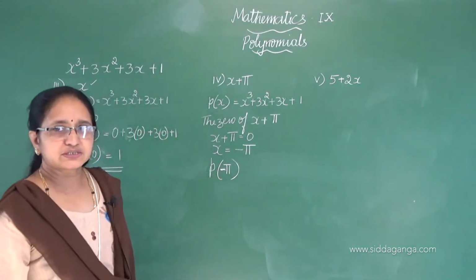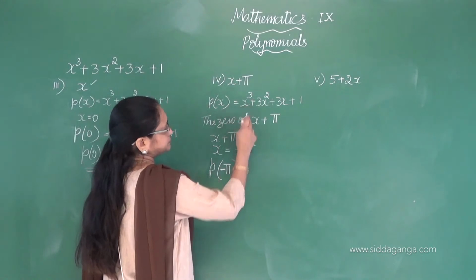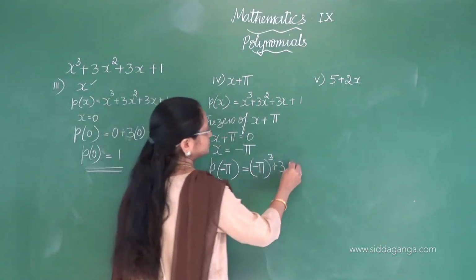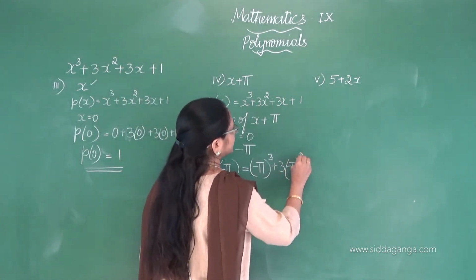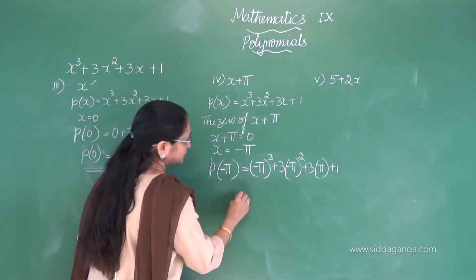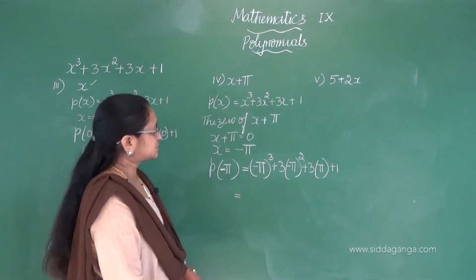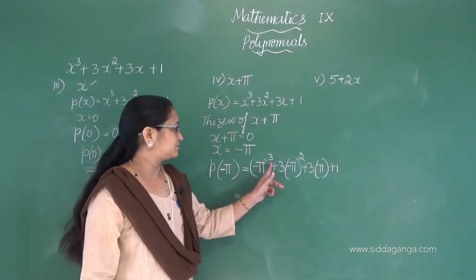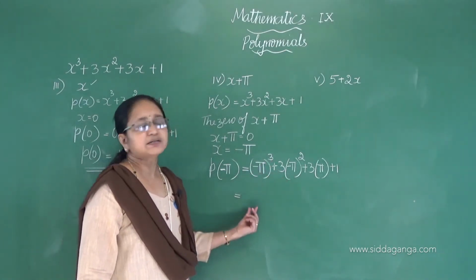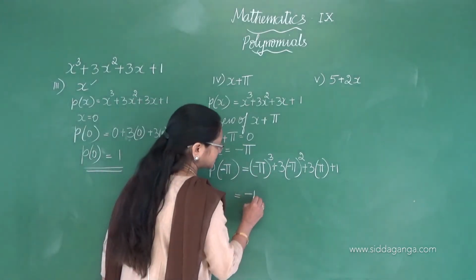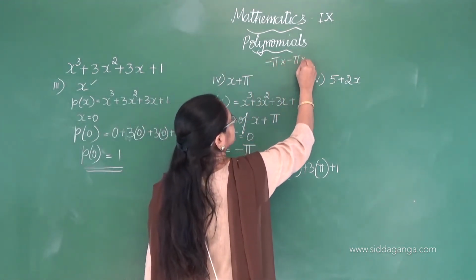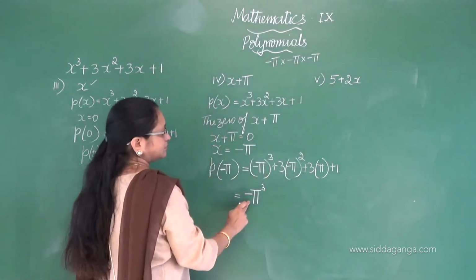Now you have to find the value of p at minus pi. You should be careful when there is a minus sign. So here this will become minus pi whole cube plus 3 into minus pi whole square plus 3 into minus pi plus 1. Since this term is raised to the power of 3, when the power is odd you will get a negative only. So this will become minus pi cube. I hope you understood this. Minus pi into minus pi into minus pi, so this will become minus pi cube.